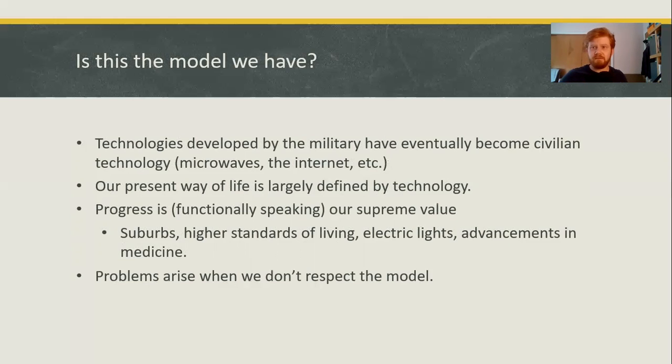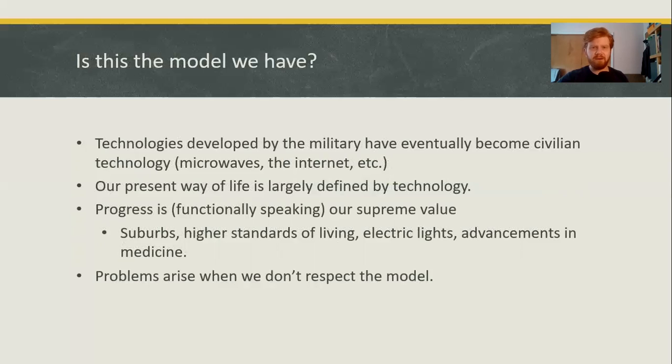Things like microwaves, the internet, the car as we have it, because the modern day automobile is very different from the original automobile. We don't have wooden tires anymore. We don't have to crank it to start it. You can with some engines, but that's another story.